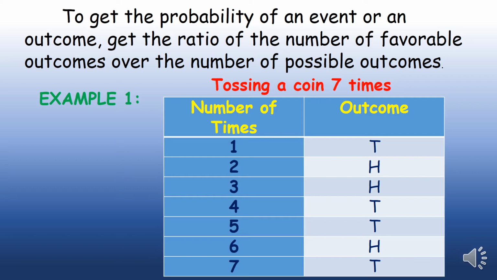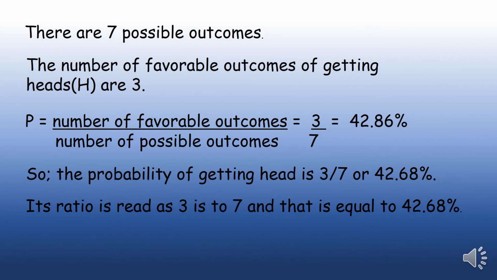Example number 1. Tossing a coin 7 times. The table shows the number of times of tossing of the coin and the outcome each time the coin was tossed. There are 7 possible outcomes. The number of favorable outcomes of getting heads is 3.